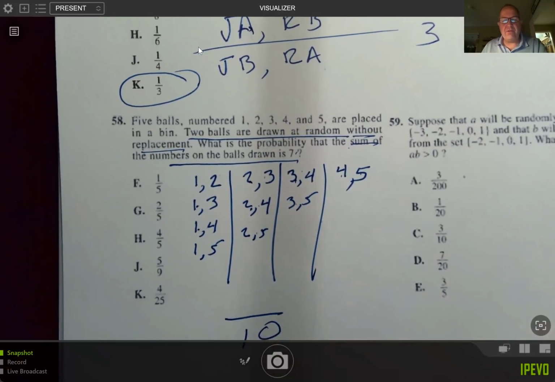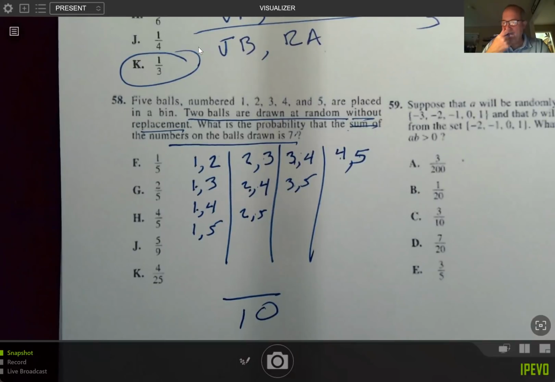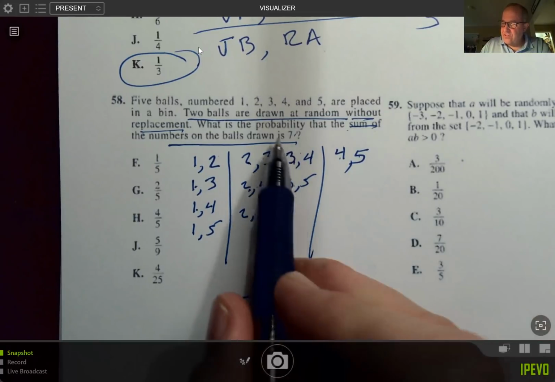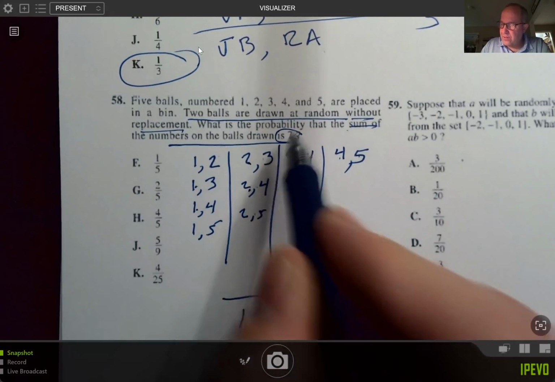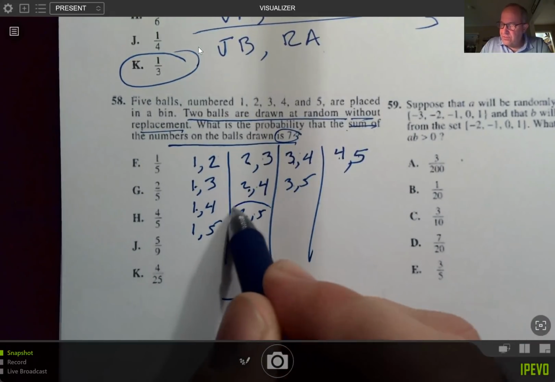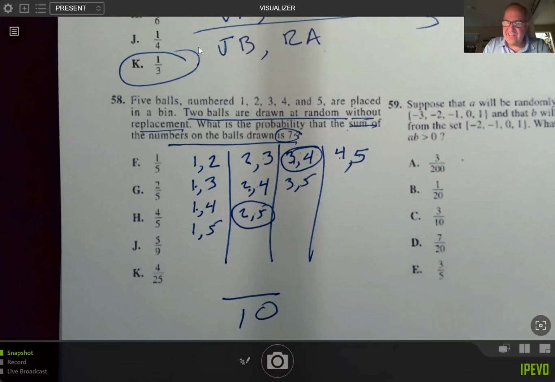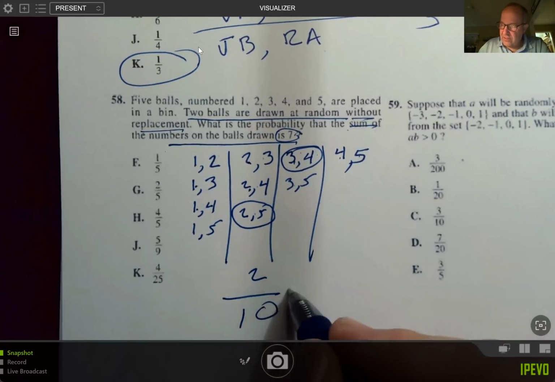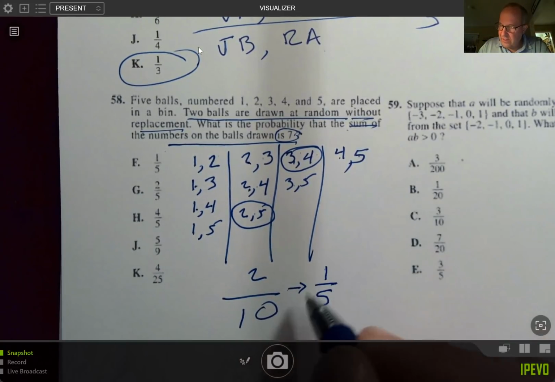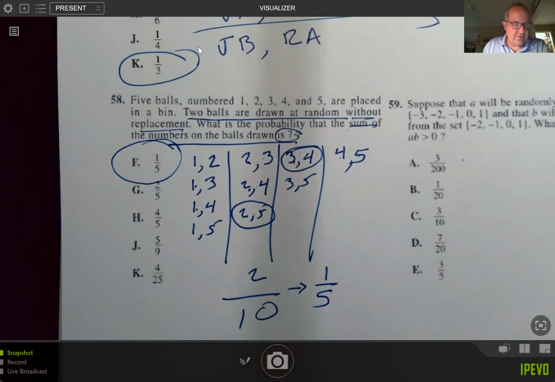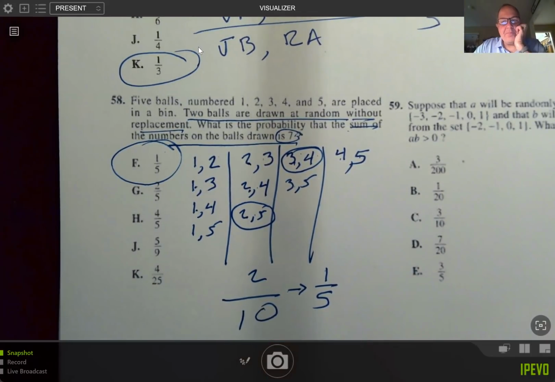Now, there are some probability formulas we could use to come up with that, but it's just as easy to write it out here. It's not going to give us a massive amount of numbers to do. Now, which ones give us a sum of 7? Well, I do believe that 2 plus 5 is 7, and 3 plus 4 is 7. I think that's it. So 2/10. I don't see 2/10 in the answers, but this does reduce to be 1/5, and I do see 1/5 in the answers. Okay, that wasn't too bad.